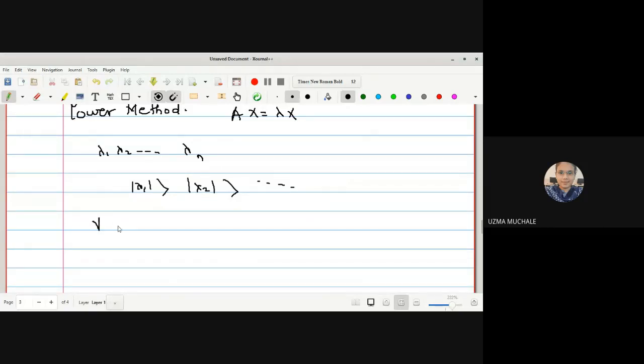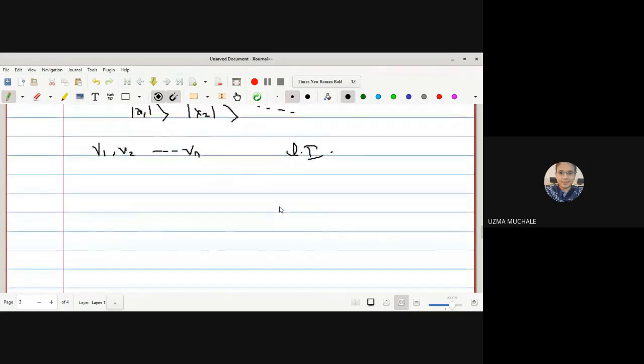Say v1, v2, v3, and so on, vn are the corresponding eigenvectors, since we have assumed that these are n distinct eigenvalues. If they are distinct eigenvalues, then we can have distinct eigenvectors, or we can say these are linearly independent eigenvectors, right? And what is the condition for this?